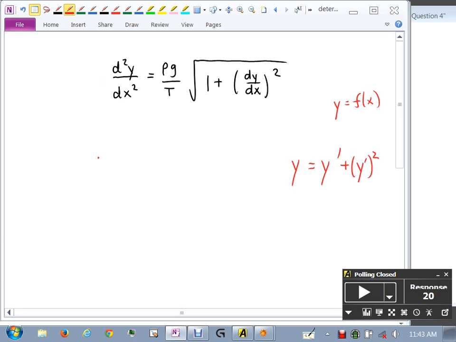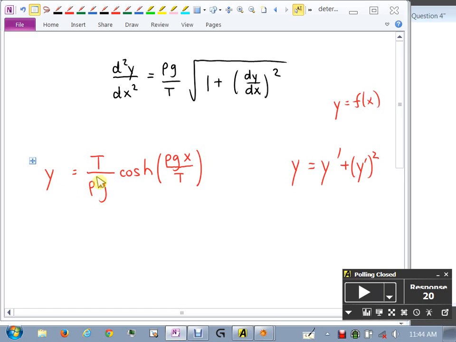Show that this function, T over cosine hyperbolic of rho g x over T, satisfies this equation. So this is your f of x, or your y if you'd like.